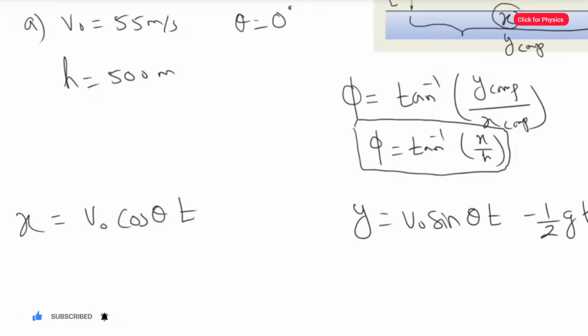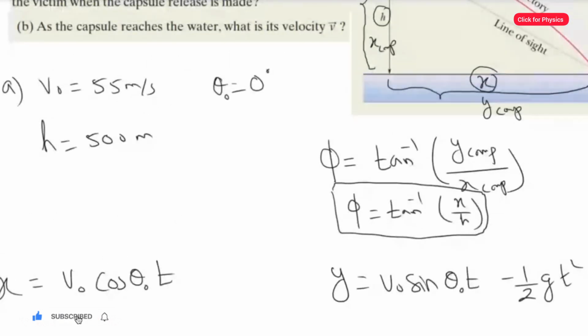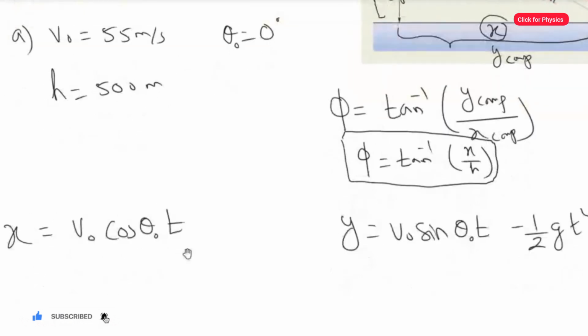If you are getting confused about this angle, let's take this angle as theta naught. So this is theta naught, this is theta naught. Clear? Why did I just write theta naught? Because we have another angle theta here, so we have to avoid the confusion. So let's take this angle as theta naught.